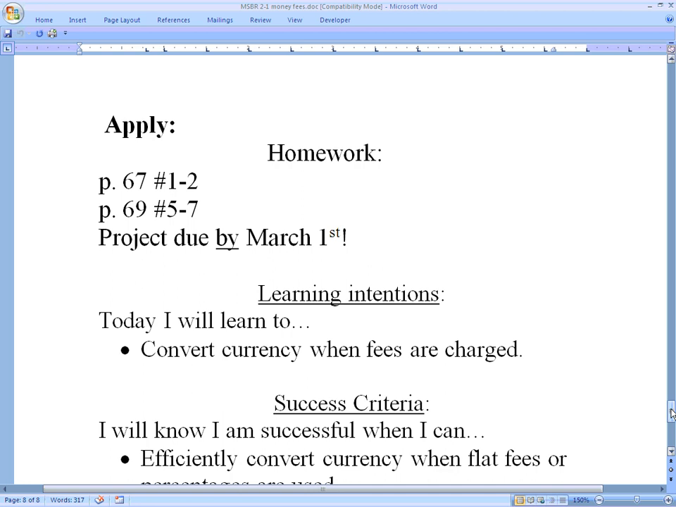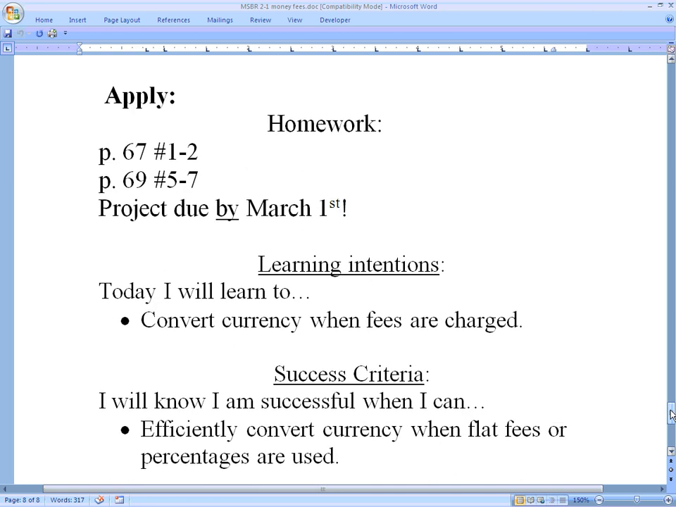Ignore the project. Of course, we already have that in. And on page 67 and 69 is where you will find some problems dealing with this.